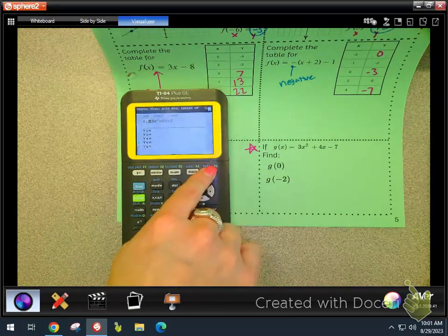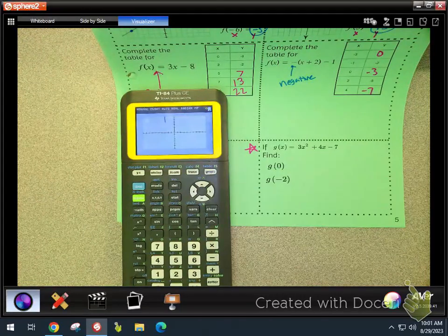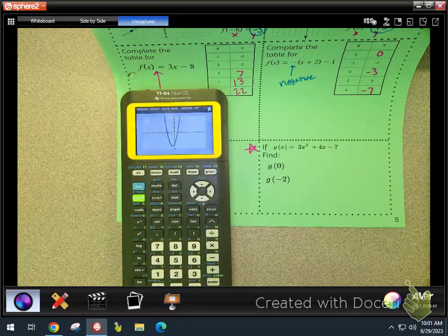Zane, how did you make it curve? I typed it in and it just kind of did it. Good. You accidentally paused it. Here, then we want you to go graph. If you hit enter too many times, it'll pause the graph. Oh, okay. It's still a function. It is still a function.